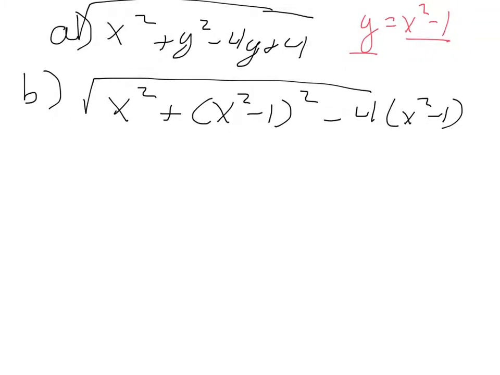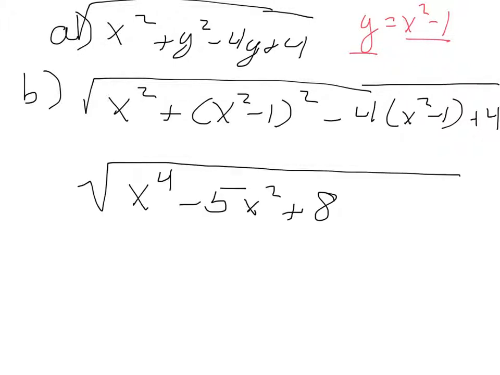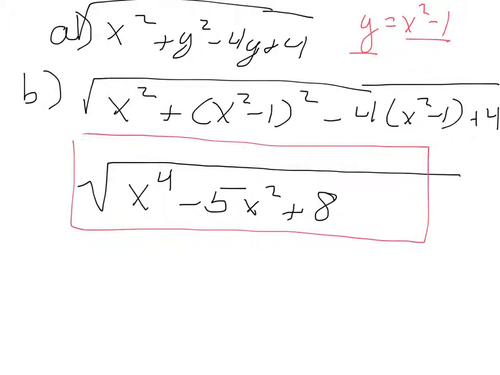And then your last thing is just plus 4. Extend the radical. And then you can just simplify this down, and this is the simplified form. So you end up with root x to the 4th minus 5x squared plus 8. So this is going to be your new model equation for the problem.